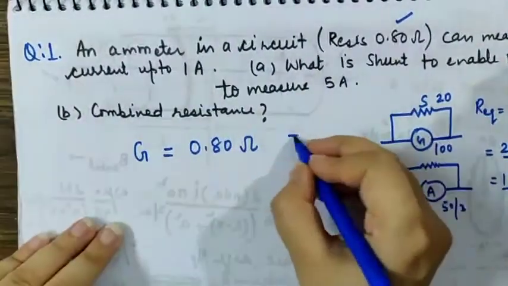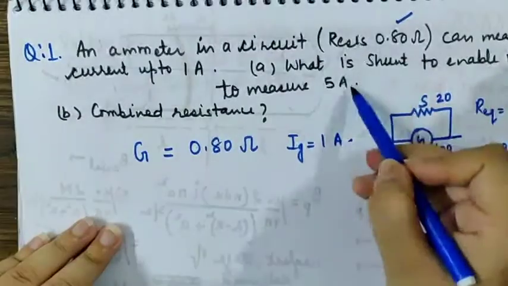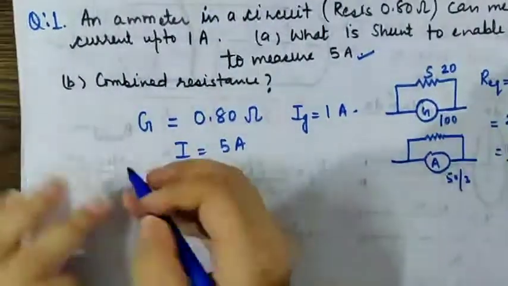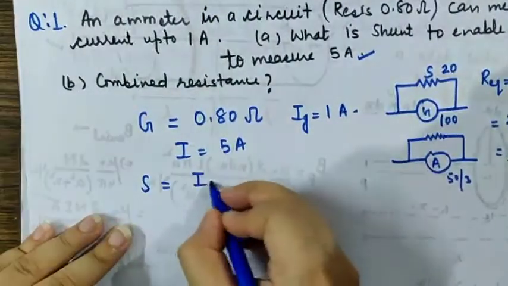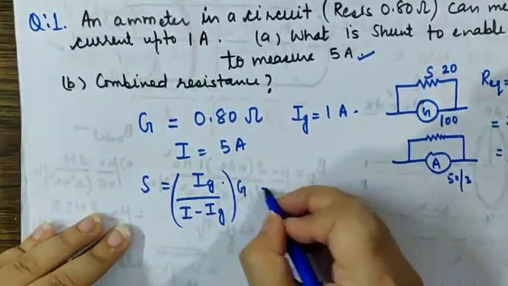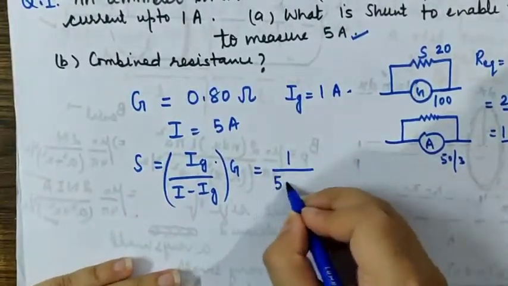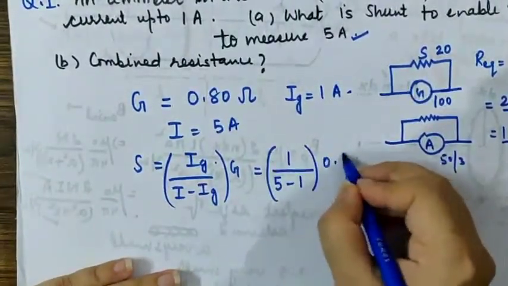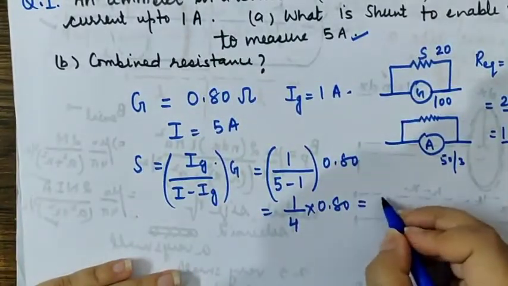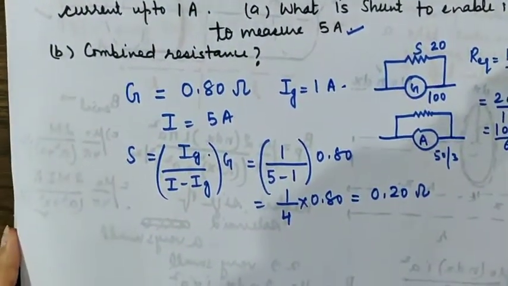So, what was the current it was noting down earlier? It is 1 ampere. You want to enable it to note down a current of 5 ampere. They're asking how much shunt we will connect. We will apply the formula for shunt: Ig over I minus Ig, into galvanometer resistance. Use this formula. Ig is 1 divided by 5 minus 1, into 0.80. Solve it: 1 by 4, 0.80. It will be 0.20.